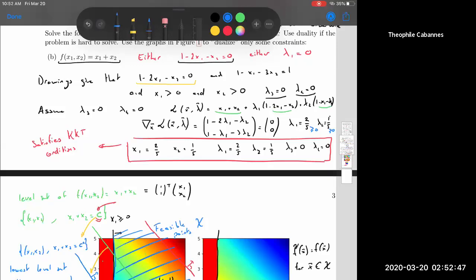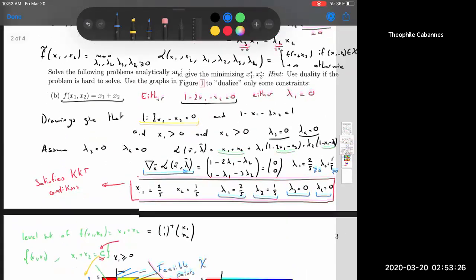So meaning that for these lambdas, the gradient of the Lagrangian with respect to x is equal to 0. And then the two constraints associated with lambda 3 and lambda 4 are not active. And the two constraints associated with lambda 1 and lambda 2 are active, which is complementary slackness. Then all the lambdas are greater or equal than 0, which is dual feasibility. And then you can see that x1 and x2 are also feasible points, which is primal feasibility.